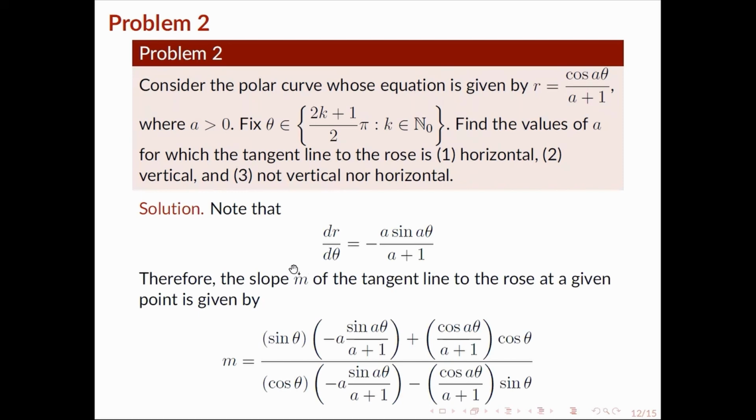Therefore, using the slope formula, we have the following equation. Okay, m equals sine theta multiplied by negative a sine a theta over a plus 1, plus cosine a theta over a plus 1 multiplied by cosine theta, all over cosine theta multiplied by negative a sine a theta over a plus 1, minus cosine a theta over a plus 1 multiplied by sine theta. Okay?